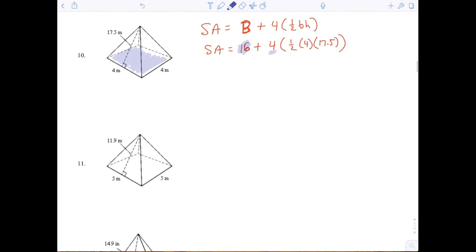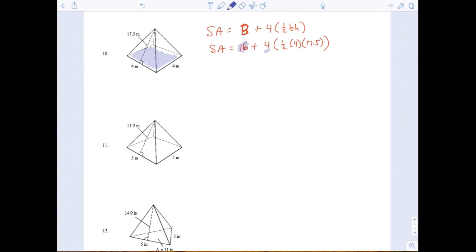All right, so now number 11 is the same thing. So let's try to do it correctly now. Surface area is equal to area of the base plus 4 times 1/2 BH. Ian, what's the area of the base? For number 11. Area, not the side of the base. Look right here. What's this area? Yeah, what is the area? Like, look at number 10. What's the area of the base?